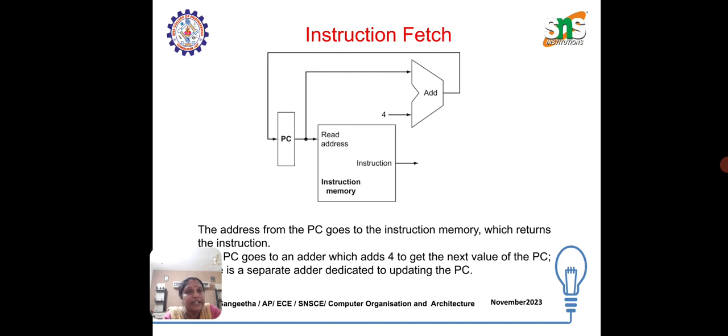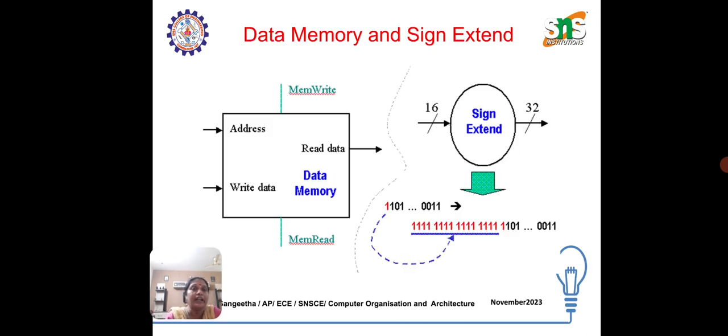So the first stage is instruction fetch. For fetching the instruction, 3 main components are required: the PC, the program counter, the instruction memory, and an adder. The address from the PC goes to the instruction memory, which returns the instruction. Then the PC goes to an adder which adds 4 to get the next value of the PC. It is a separate adder dedicated to updating the PC. So this is the first stage of instruction execution.